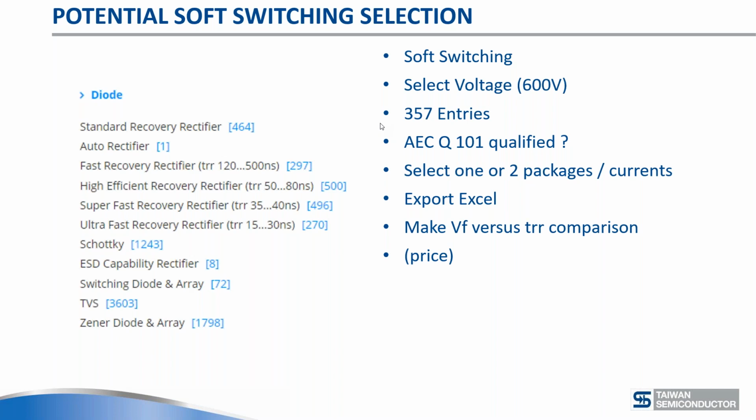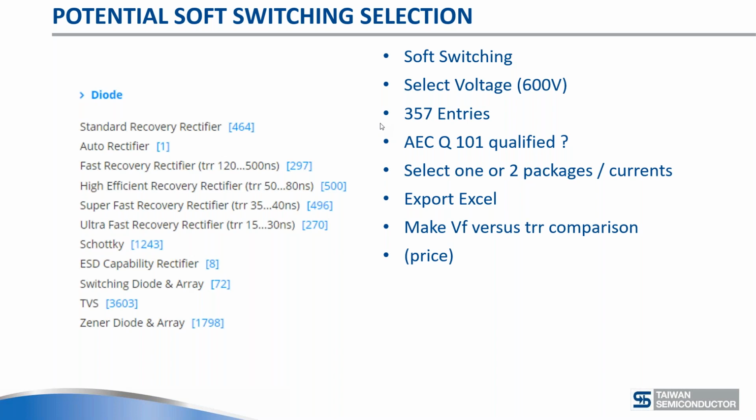So of course you can ask, do I need to be automotive qualified or not? That may actually reduce the number of parts you selected. But then from that perspective, you would go for 1 or 2 packages, maybe SMA or SMB, whatever you feel is comfortable in your application, or you use a current, 1 or 2 amp or 4 amps or something like that. You select 1 or 2 packages, and then you export it to Excel.